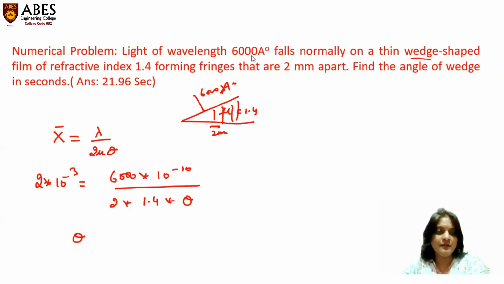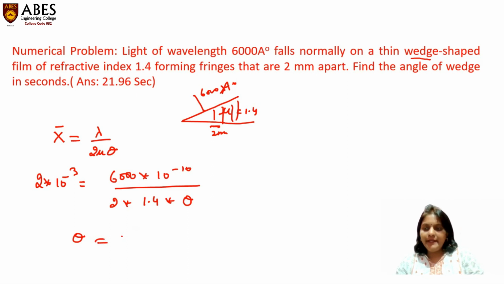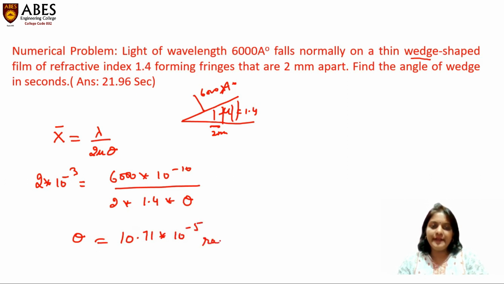After calculation, we get theta in radians as 10.71 into 10 to the power minus 5 radian.